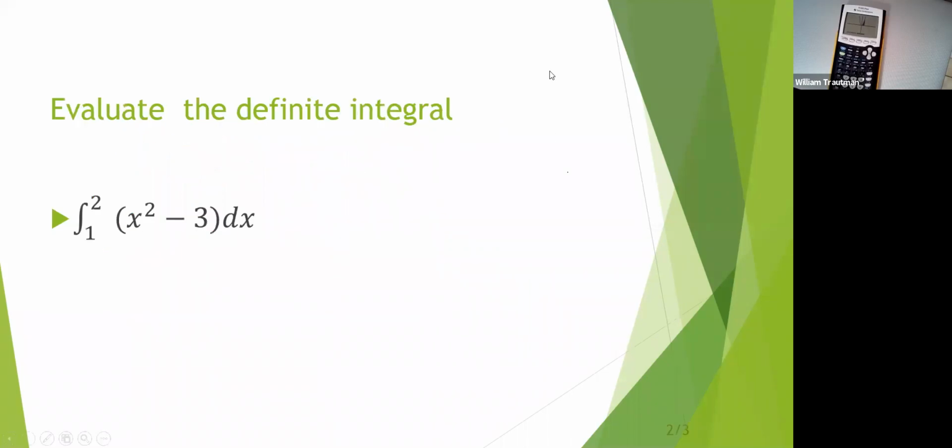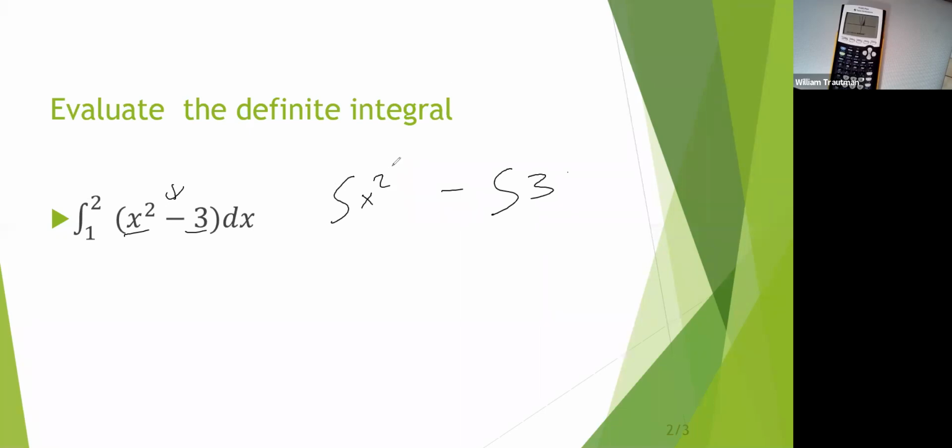All right, so let's integrate this problem. So first, we're going to integrate this. If you have two terms together, you integrate the first term, and then you integrate the second term, and there's a subtraction between the two. So you can integrate them separately, just like when we took the derivative, you take the derivatives of each term.